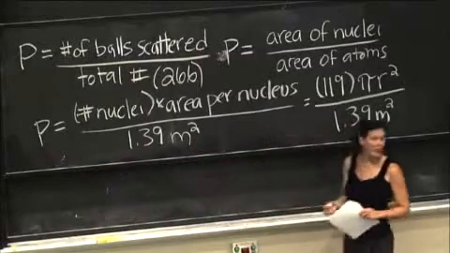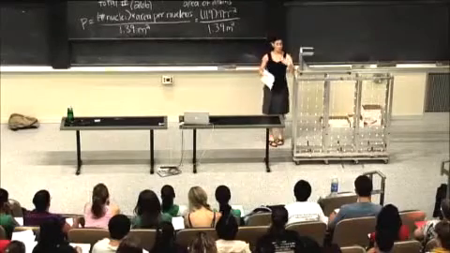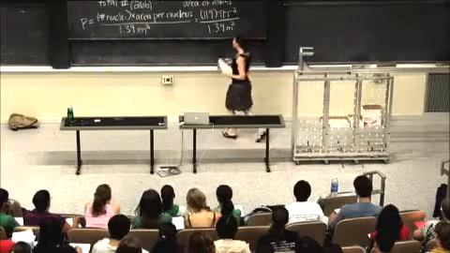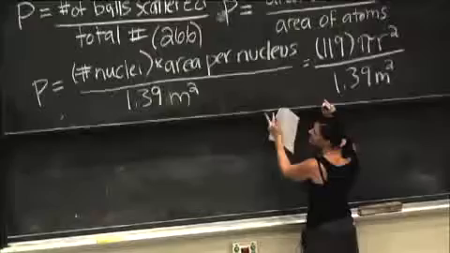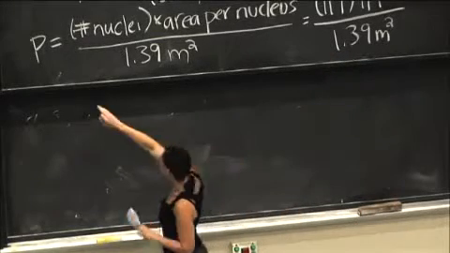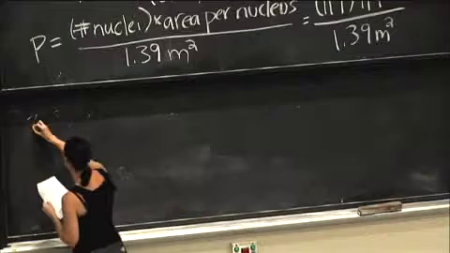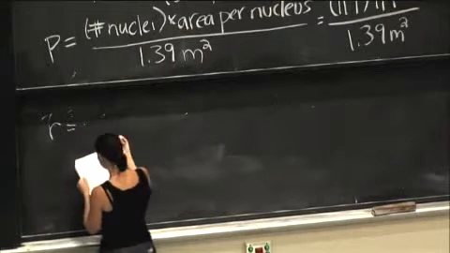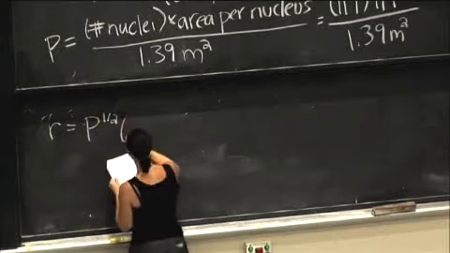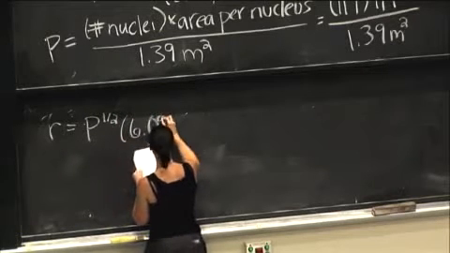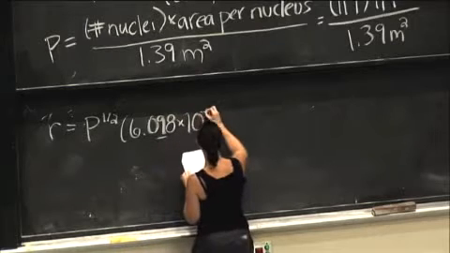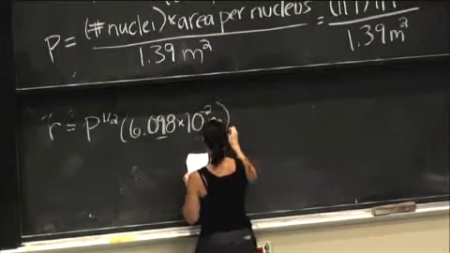But what we want to pull out, since we can experimentally measure what the probability is, is the radius or the diameter of these nuclei. So instead of solving for p, we can switch it around and solve for the radius. So that's going to be equal to the probability raised to the 1/2 times 6.098 times 10 to the -2 meters.